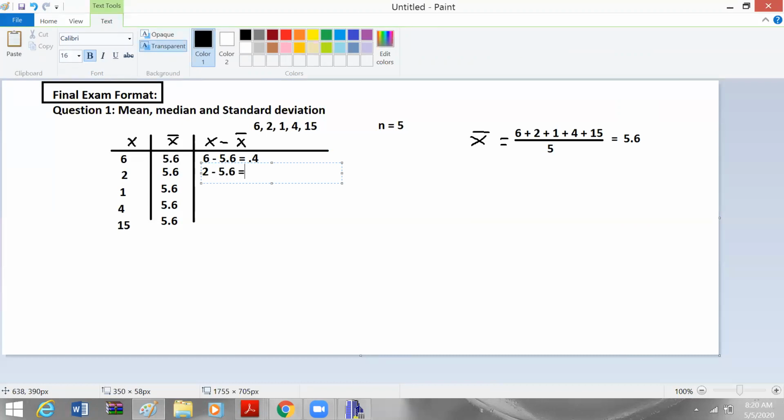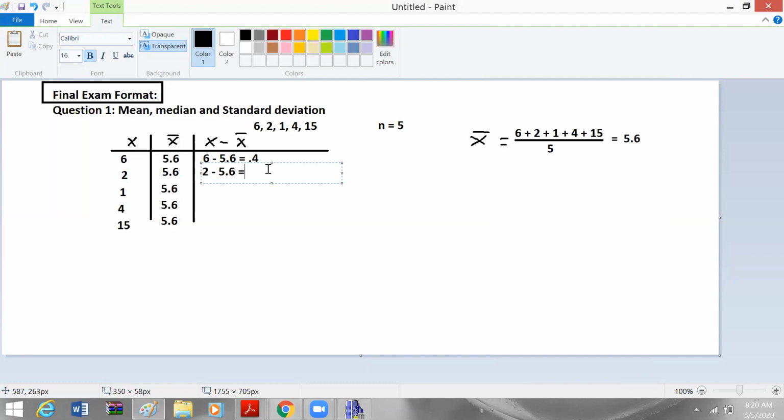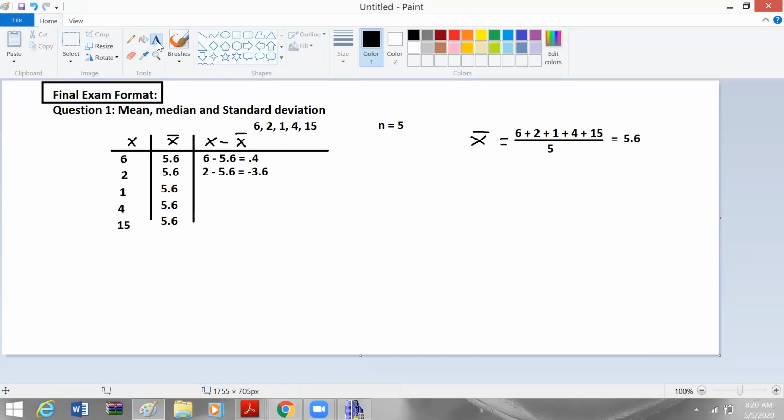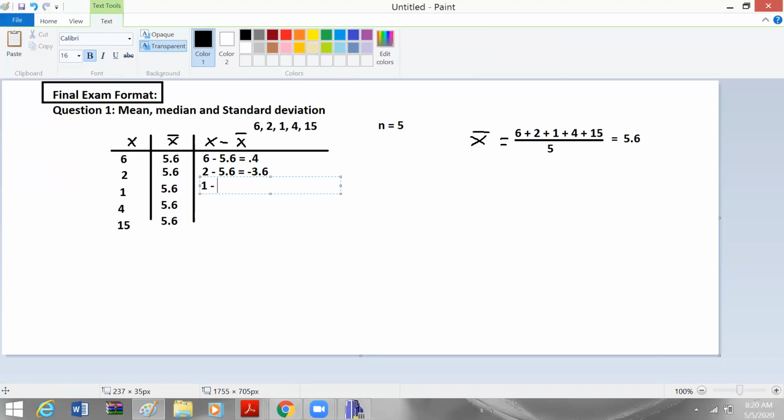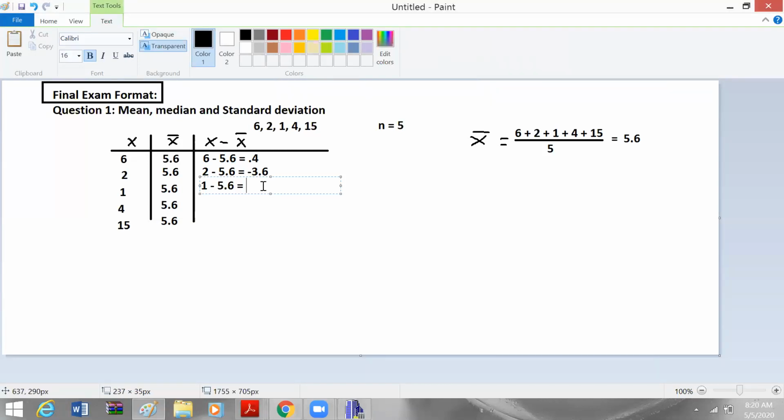And we got the answer, which is 2 minus 5.6, and the answer will be negative 3.6. Okay. And then we keep doing that. We also have to take 1 minus 5.6. So the answer for that is negative 4.6.